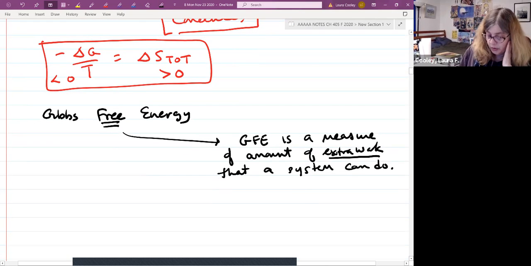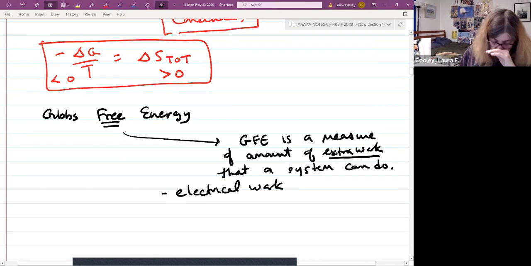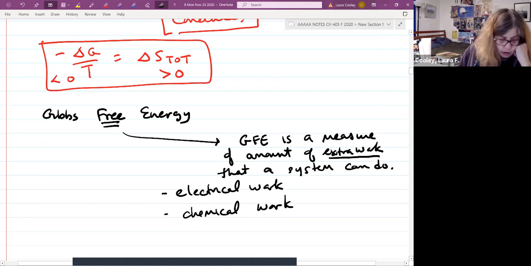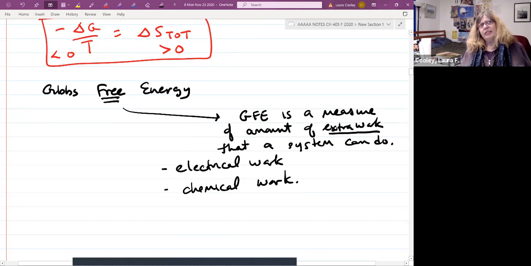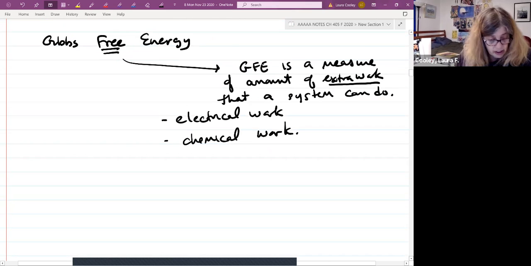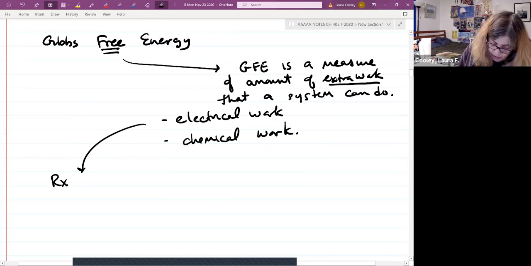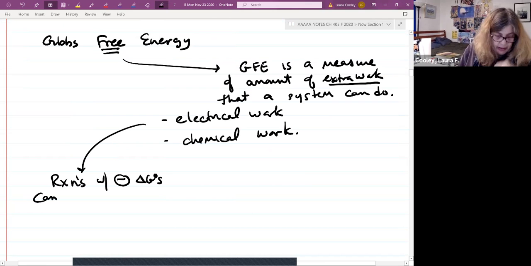So what types of extra work? Well, there's electrical work, like with chemical cells, fuel cells, things like that. There's chemical work. Now, what do I mean by chemical work? Well, that's where one reaction with a negative delta G helps to drive another reaction with a positive delta G, because when they're coupled, they have a negative overall. So electrical work is how reactions with negative delta Gs can be used to generate electricity.